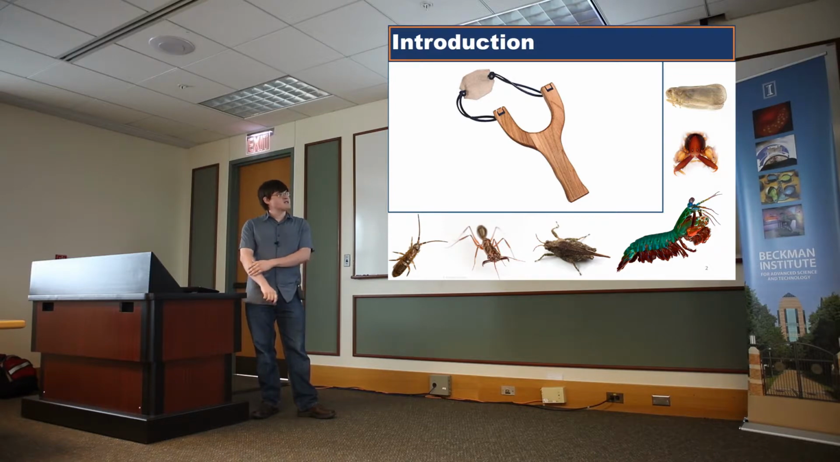Animals that have power amplification mechanisms do something very similar, only instead of launching a ball, they're moving their limbs or mandibles. And instead of using a rubber band to store energy, they're using some aspect of their cuticle or muscle tendons and muscles themselves.